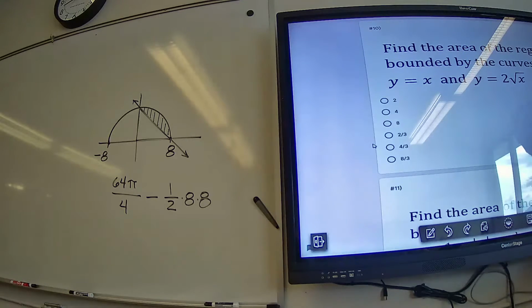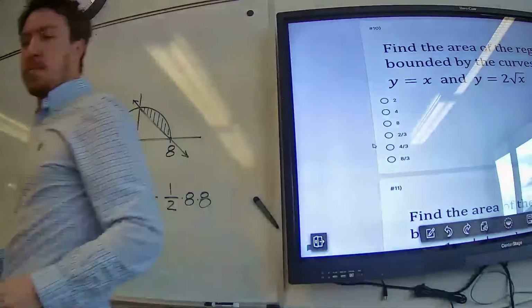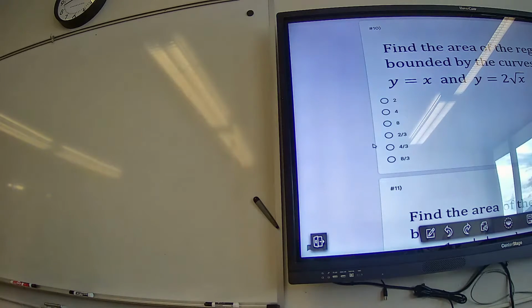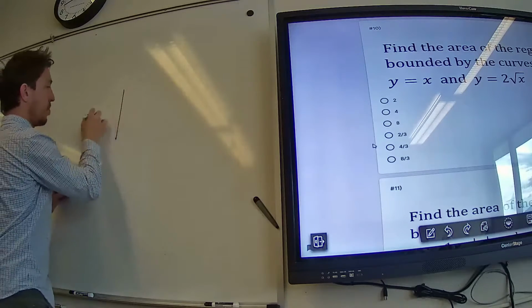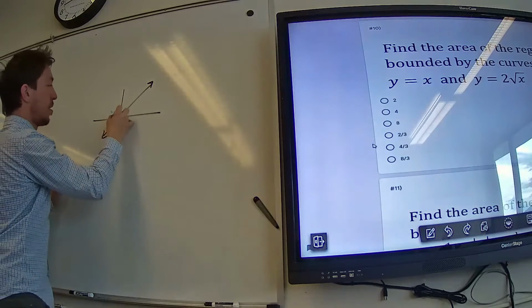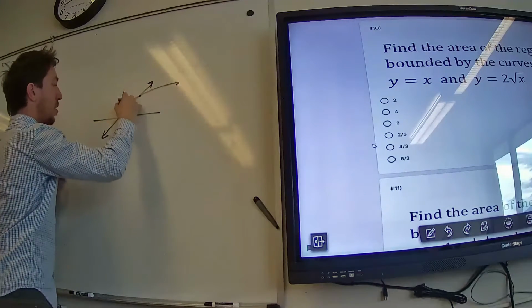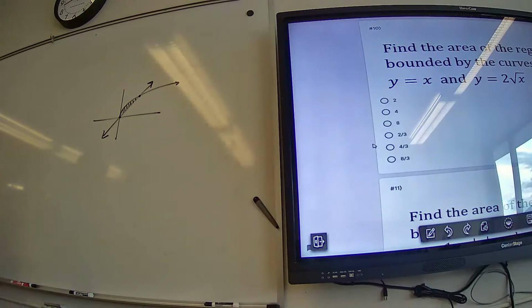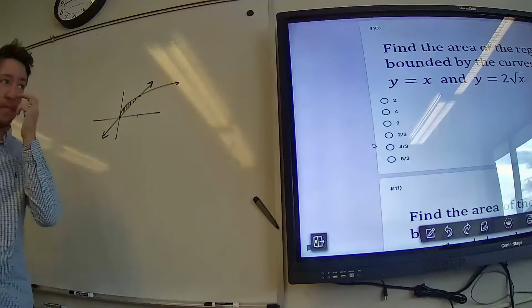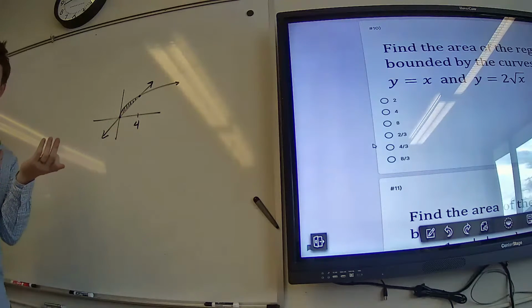Okay, area bounded between these two curves. Common theme here, you want to draw the picture. Here's y equals x. Okay, there's 2 root x. Where do those guys cross? A little bit of a guess and check here. I promise I won't give you an integral where you have to integrate between two like crazy bounds. 4. Everyone okay with that?